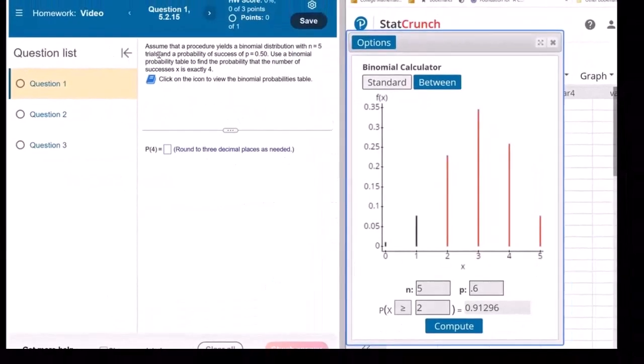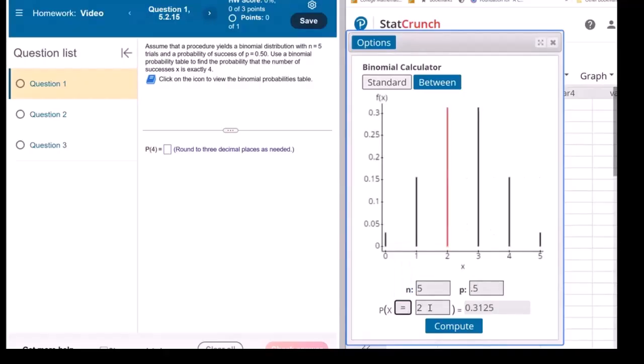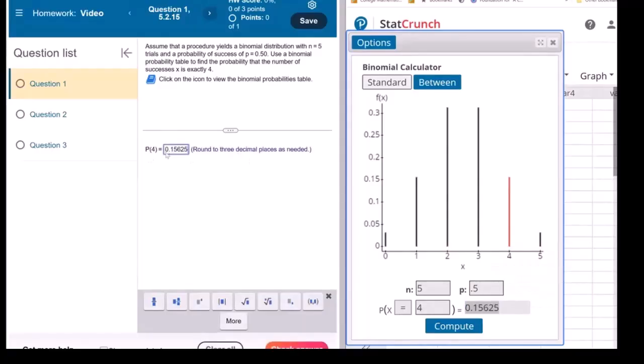Number 1, assume that a procedure yields a binomial distribution with n equals 5, and the probability of success is p equals 0.50. Use a binomial probability table. We're going to just use our binomial calculator to find the probability that the number of successes x equals 4. Here is my probability, rounded to 3 decimal places: 0.156.